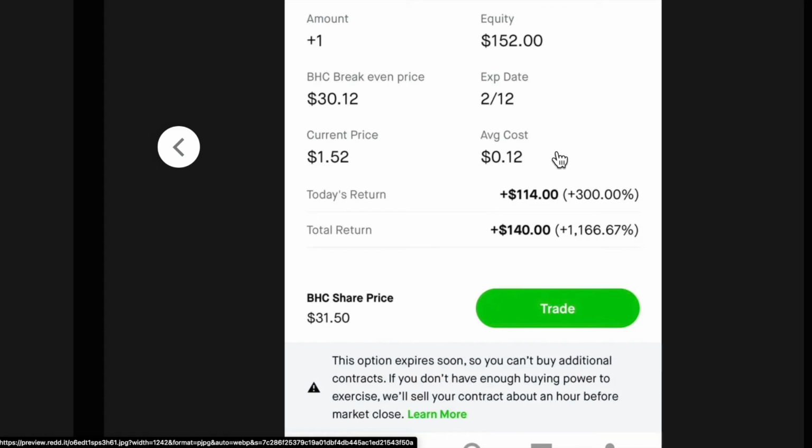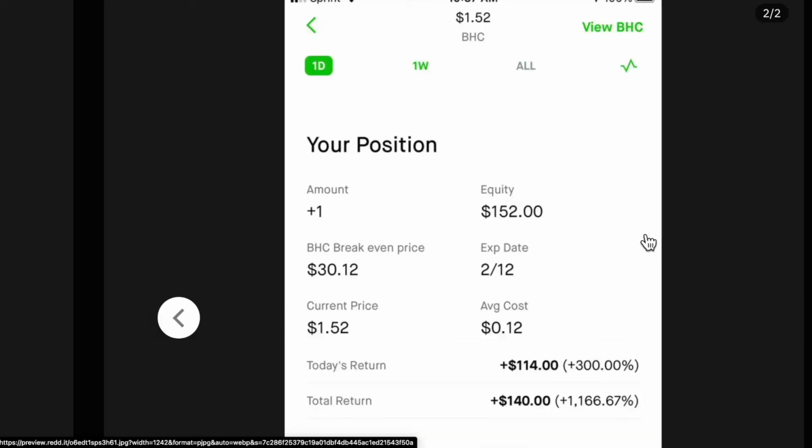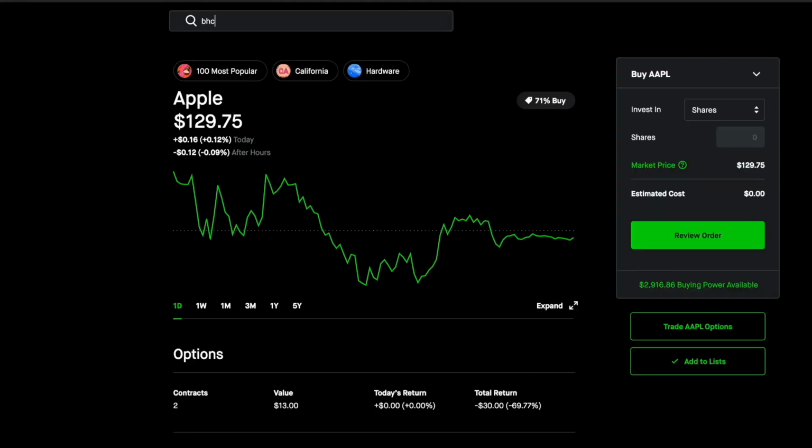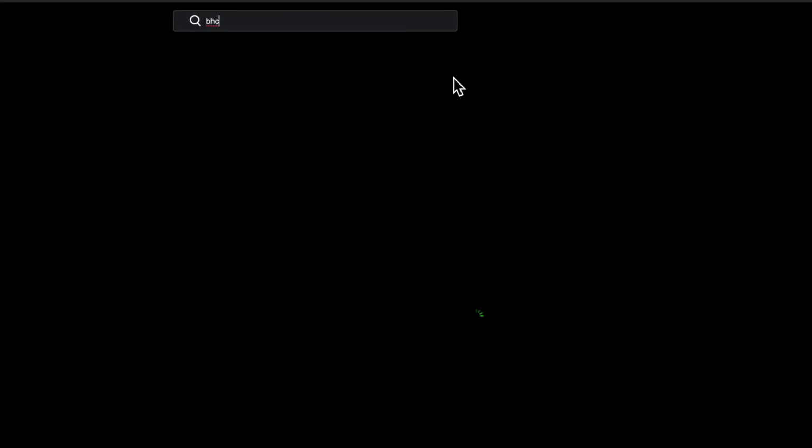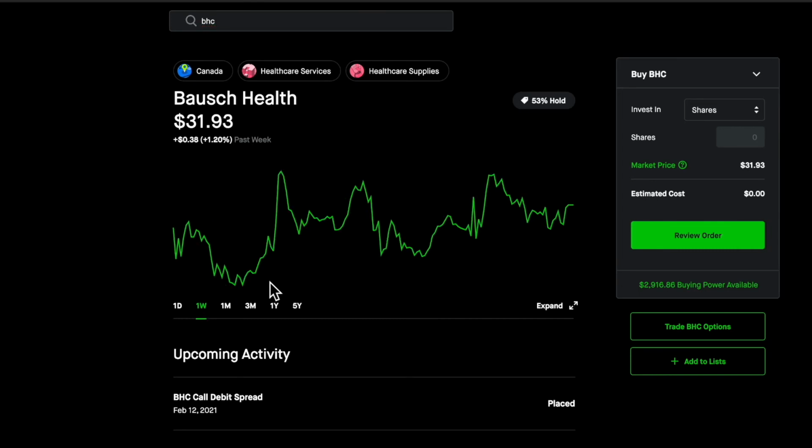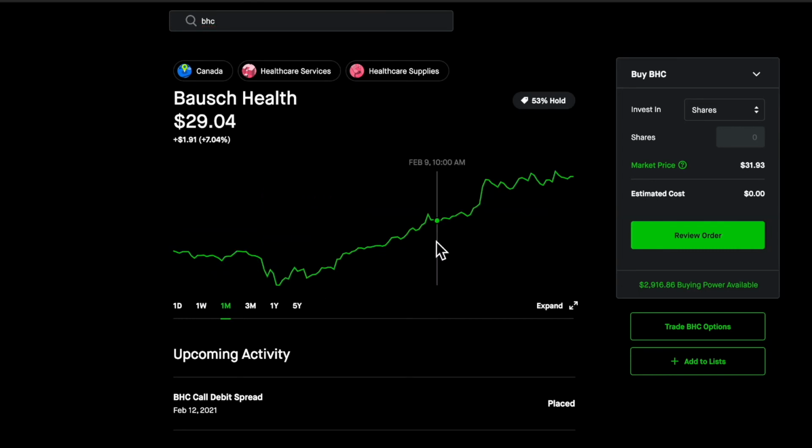So normally cheap options going up 10 times like this is kind of rare. So let's see what BHC did in that 1 week. Okay, let's pull up BHC. This is Bausch Health, and right now it's 31.90. And if I look at the 1 week trend and the 1 month trend, it does have a steep jump around the 12th of February, which is when the options expired. So basically the week before the expiration, the stock was trading at just 24 and it had a massive run up, finishing at 31.50. So that shows why this $12 call option made such a big return.